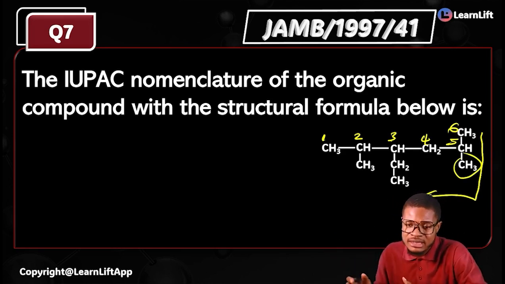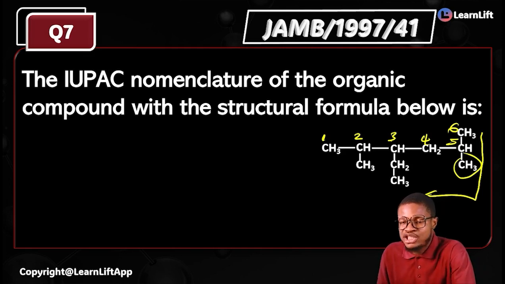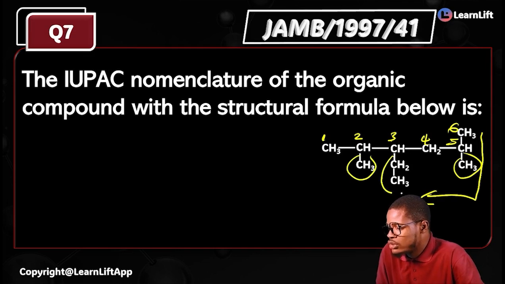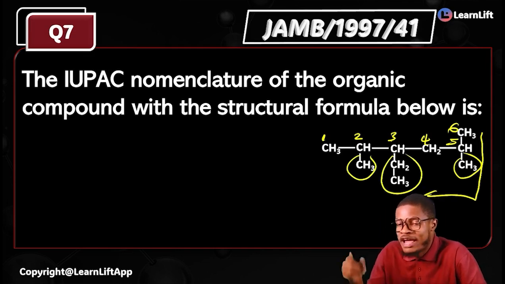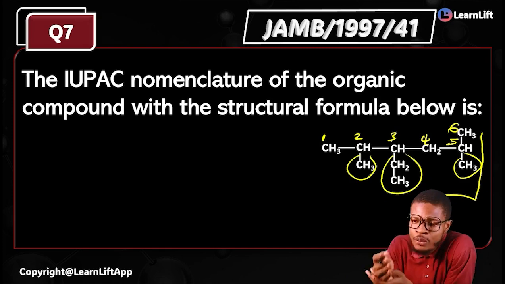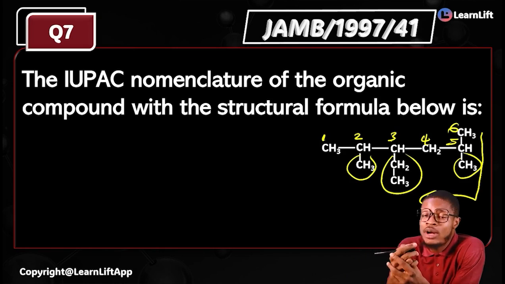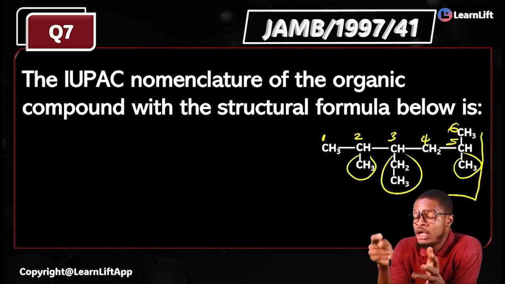1, 2, 3, 4, 5, 6. What happened? Carbon 2, there is an attaché. Carbon 3, there is an attaché. They are very close. And then carbon 5, we also have an attaché. So how do we name it? Of course, ethyl is an attaché. Methyl is an attaché. We are going to give priority to what? Ethyl first.